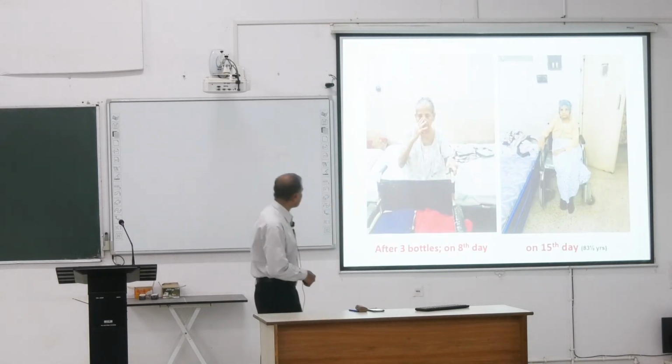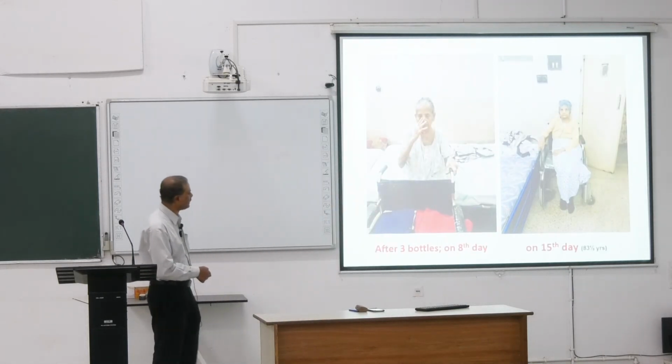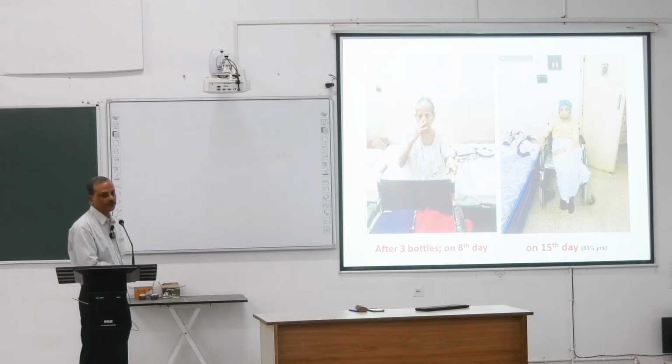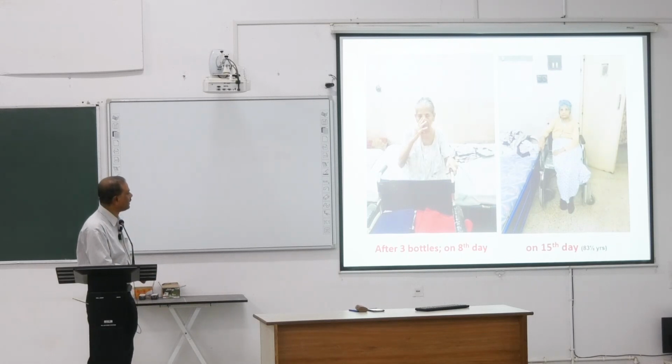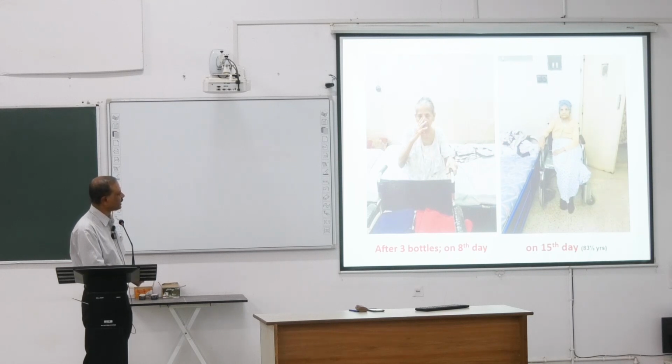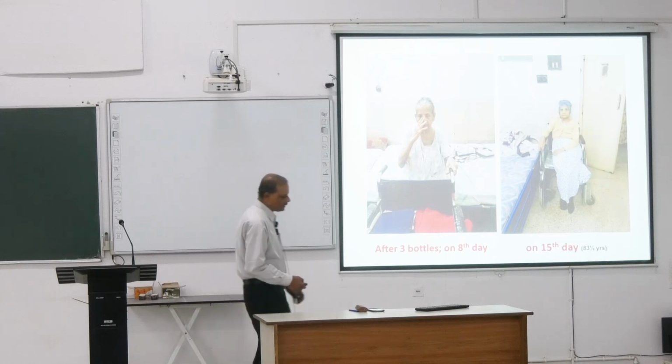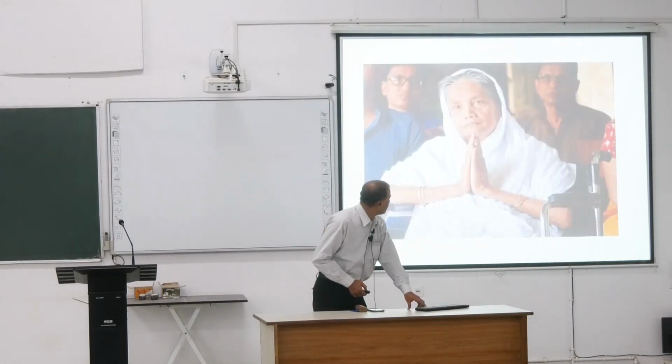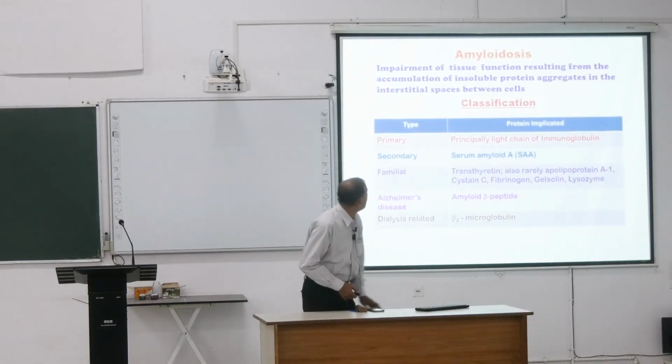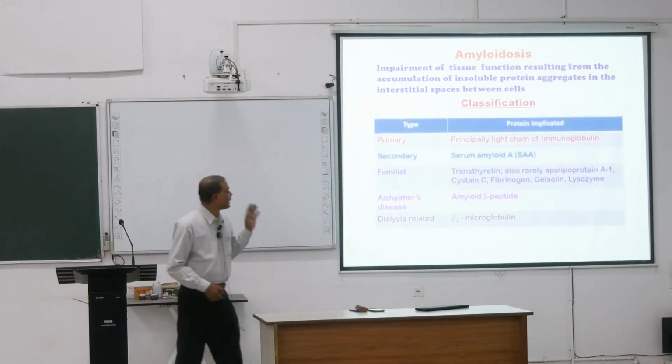So I gave 3 bottles of IV albumin, and on the 8th day, that was her picture, she could somehow sit on the table, and I asked her to close the eyes to see whether she can really stand stably. And on the 15th day, that was her picture. She was at the age of 83.5 years. Unfortunately, she passed away after 6 months. So this is amyloidosis, another part.